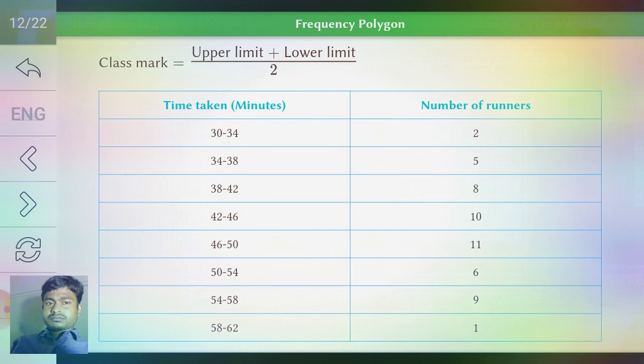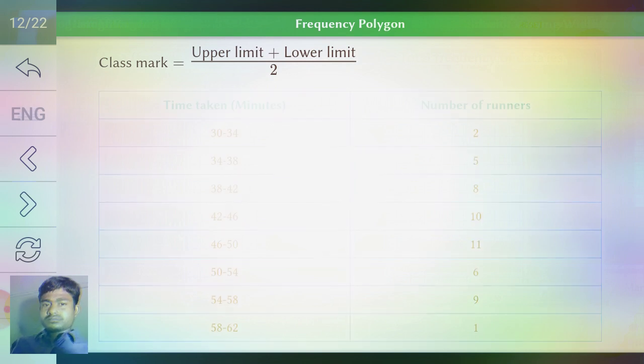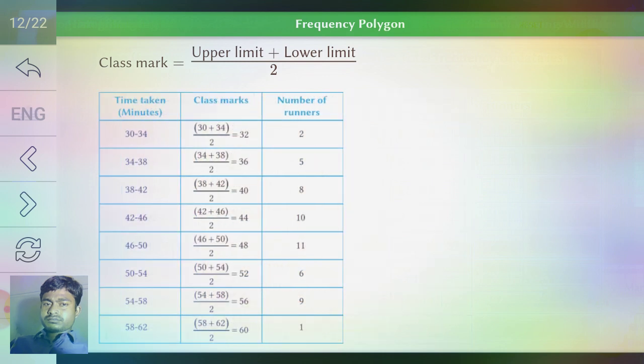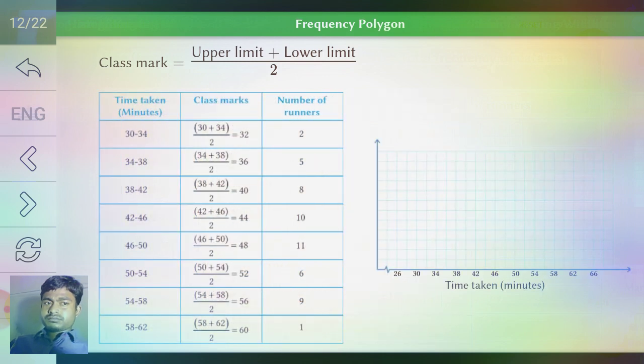Let us now make a frequency polygon for the given data showing the time taken by 52 runners to run 10 kilometers. To plot the frequency polygon, we will first calculate the class marks for each class interval, which, as we saw earlier, is calculated as half the sum of the upper and lower limits. Let's plot the time taken along the x-axis and number of runners along the y-axis.